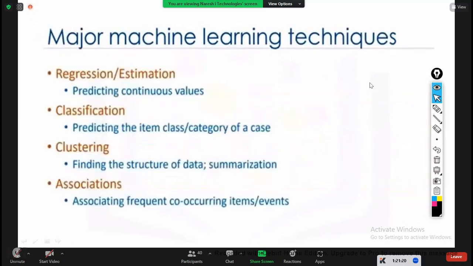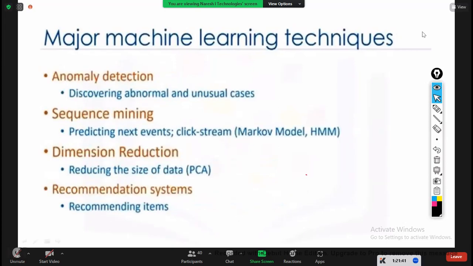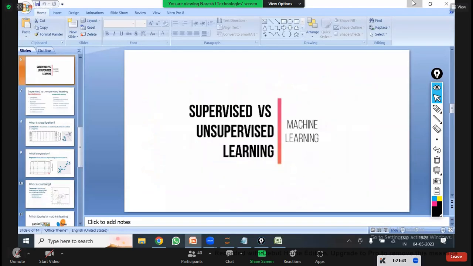Now, within machine learning, we have different techniques, out of which the first one is called regression. What is meant by regression? You are predicting a continuous variable. If the output variable is continuous, then it is called regression. If the variable is not continuous, then it is called classification. So before writing this, write in the notes.